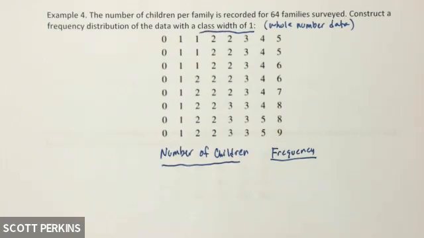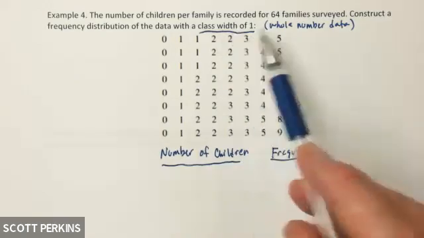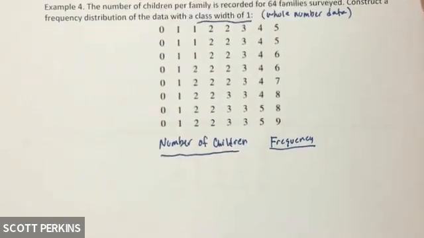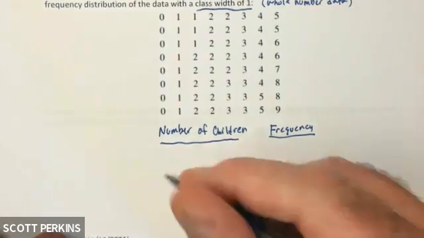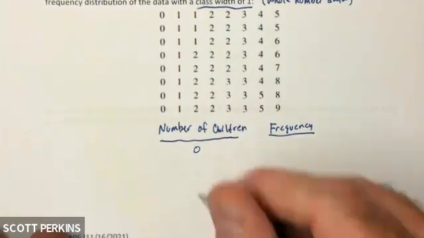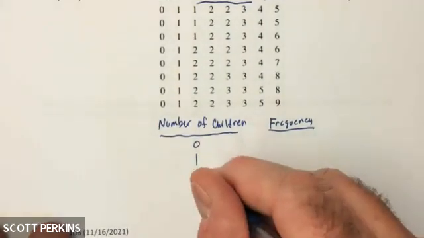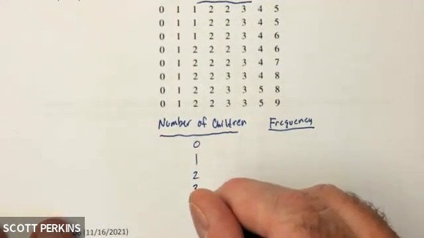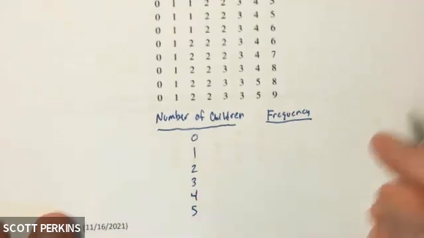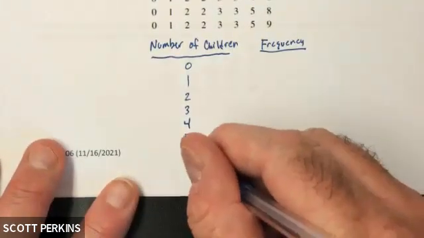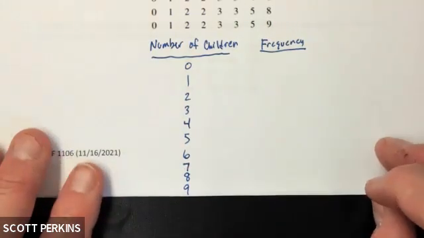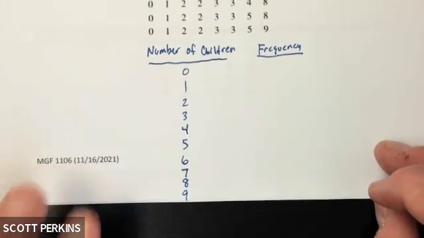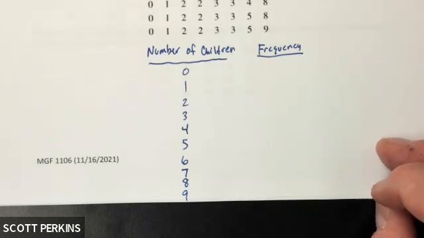What I'm going to do is my classes are not going to be ranges now. Since it's all whole numbers, I don't have any decimals or anything. I'm just going to make my classes equal to the values. So I've got 0, that's going to be a class, and then 1 is going to be a class, and 2 all the way up to 9. I just have enough room on my paper, so good job. Okay, so this is just a special situation.